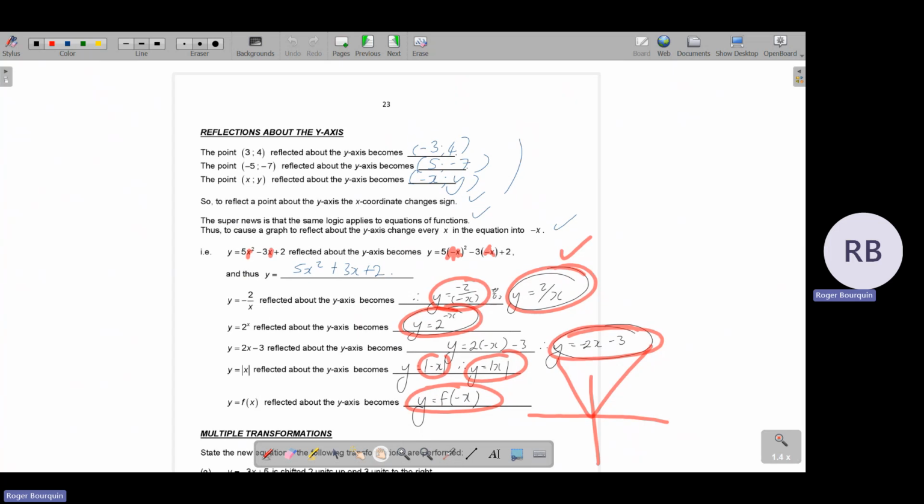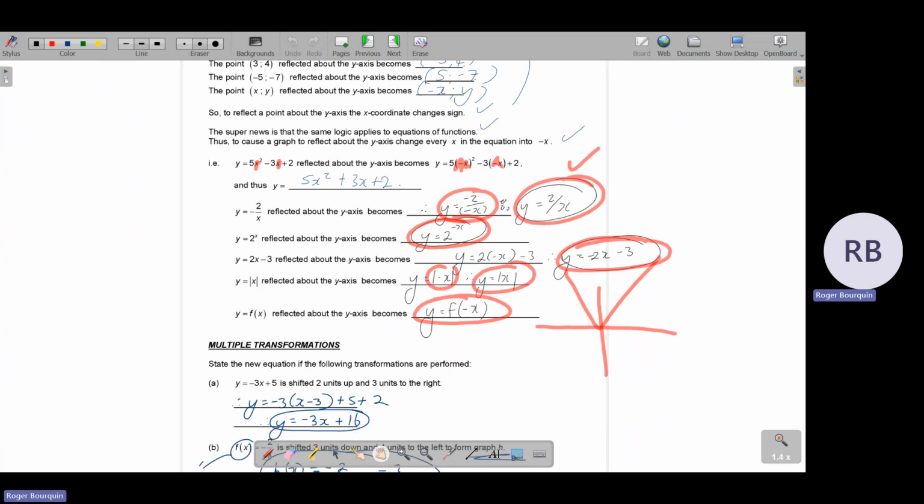Okay, so if you had this function 5x squared minus 3x plus 2, and you wanted to fold it over the y-axis, wherever there's an x, you replace it with a negative, right? Okay, and we end up with that. Change every x into negative x.